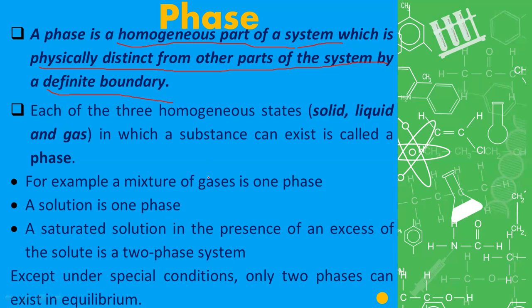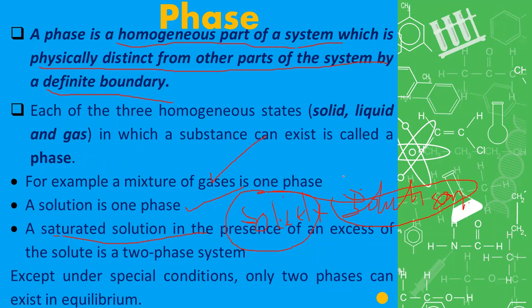I gave you examples. I told you a mixture of gases is one phase, the gaseous phase. A solution is one phase. A saturated solution is a two-phase system, because in a saturated solution we have a solid mixed with a solution. That's why we call it a saturated solution. Now the solid is one phase, and the solution is another phase. You get it?